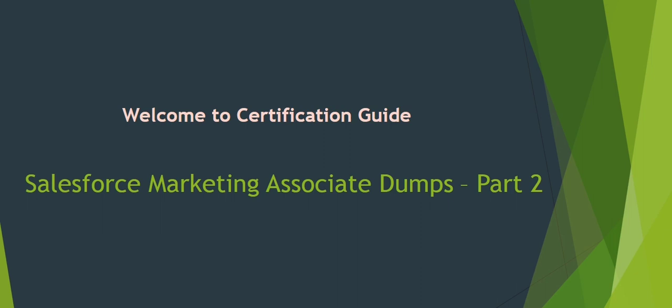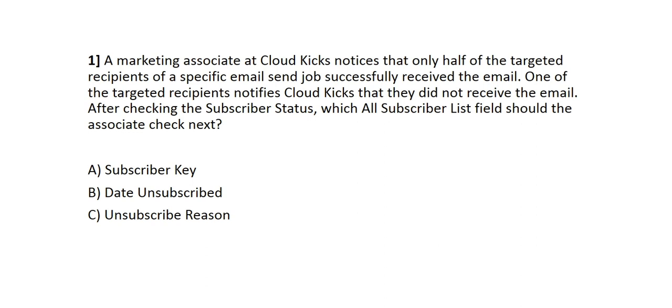Let's start. 1. A Marketing Associate at CloudKicks notices that only half of the targeted recipients of a specific email send job successfully received the email. One of the targeted recipients notifies CloudKicks that they did not receive the email. After checking the subscriber status, which all subscriber list field should the associate check next? A. Subscriber key. B. Date unsubscribed. C. Unsubscribe reason. Answer: A.